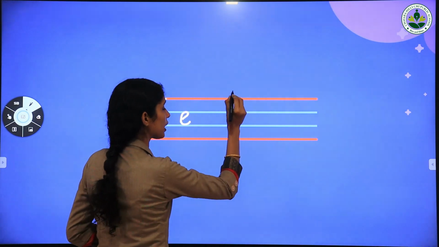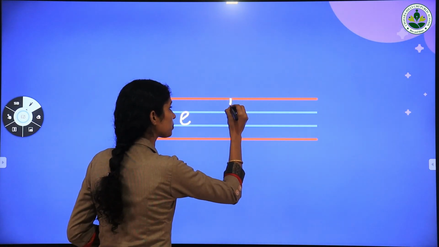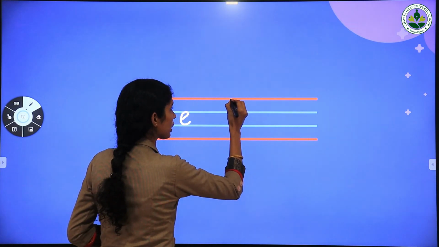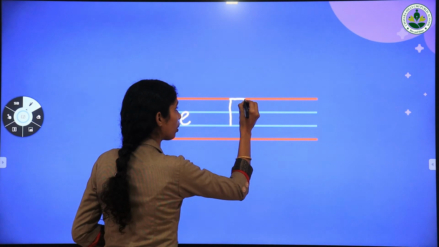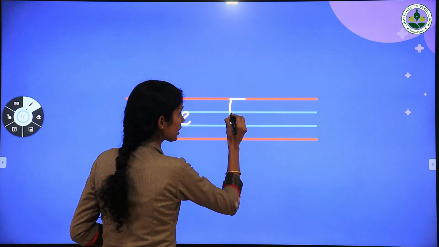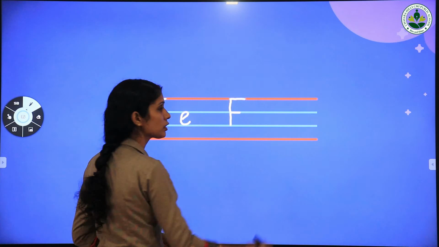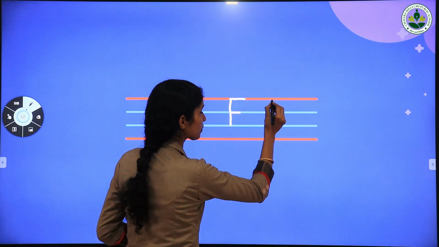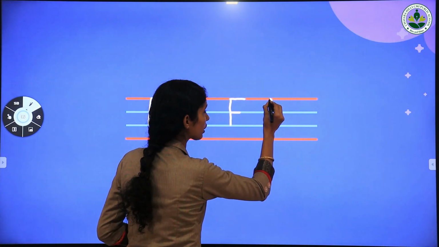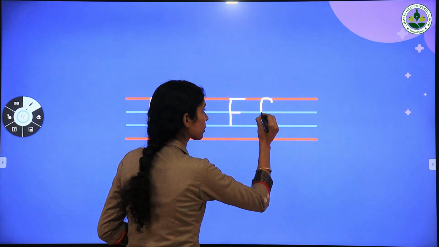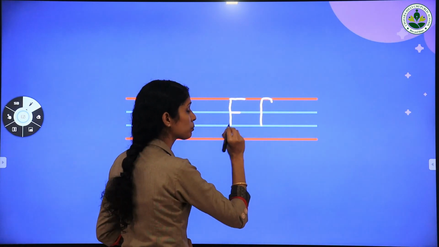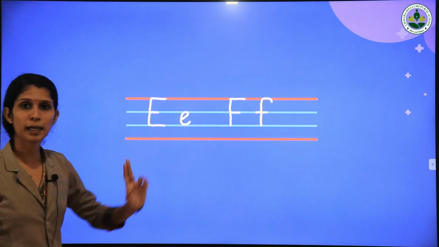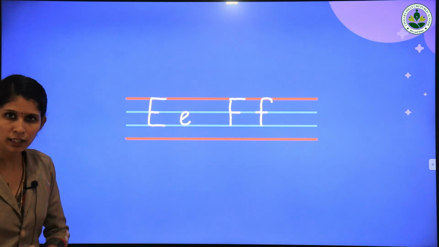Now we are going to trace capital letter F and small letter F. Capital letter F starts from the red line to the second blue line. We draw a big standing line. Then draw a small sleeping line on red line. Then again we draw a small sleeping line on the first blue line. Now let's trace small letter F. Draw a small downward open curve on red line. Then draw a big standing line. Then draw a small sleeping line on the first blue line like this. It's capital letter F and small letter F.